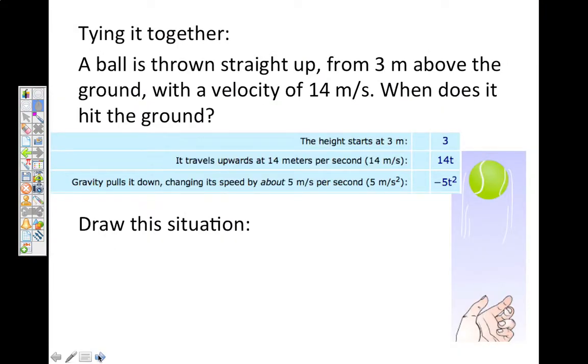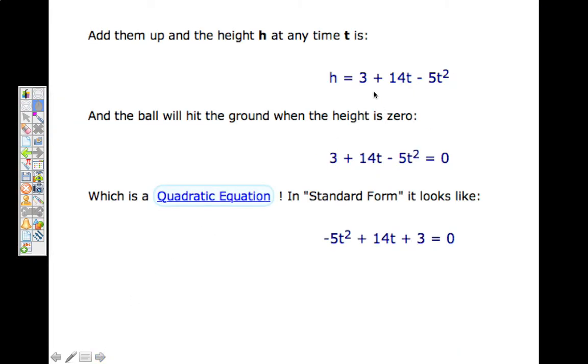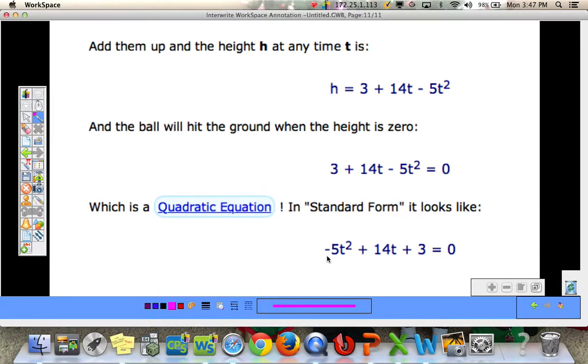How can we solve this? All right, so here's that function, that equation. Here's the equation that we want to solve. Negative 5t squared plus 14t plus 3 equals 0. And here's the height, 0. And we're trying to find out what time is the height 0. So we're going to factor. Let's use a box and circle for this.